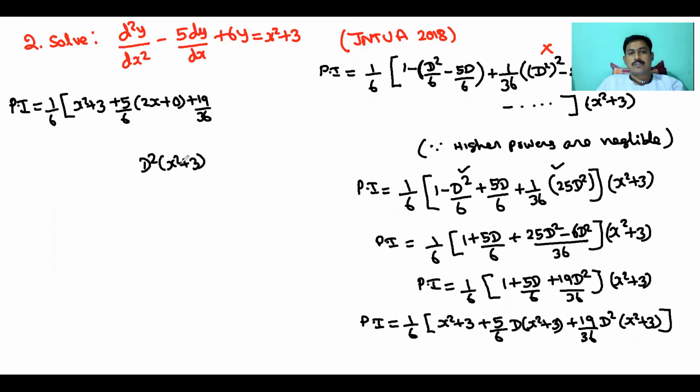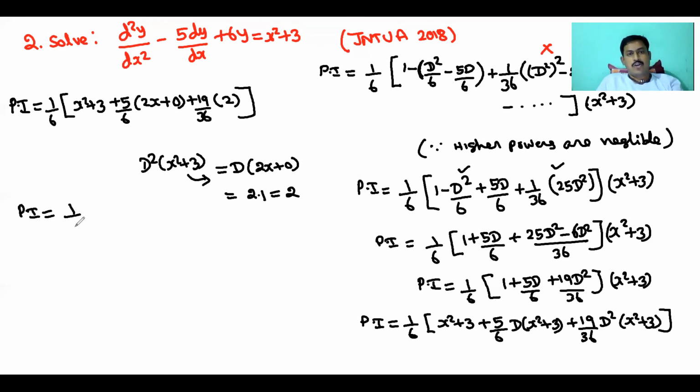D square of x square plus 3 means 2 times we have to differentiate this x square plus 3. Differentiation of x square plus 3, if you differentiate once, you will get 2x plus 0. If you differentiate it again, differentiation of 2x is 2, since 2 is constant and differentiation of x is 1. So therefore I can write 2. So finally we can write our PI as 1 by 6 into x square plus 3.